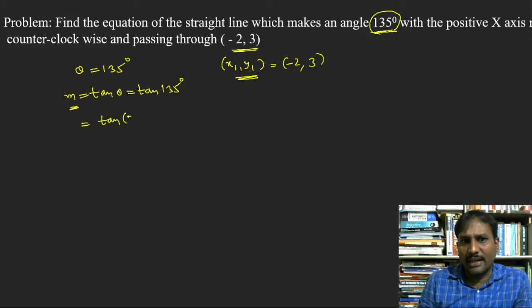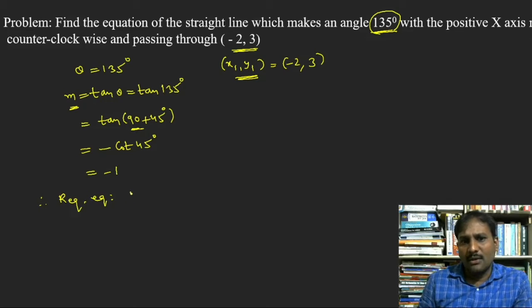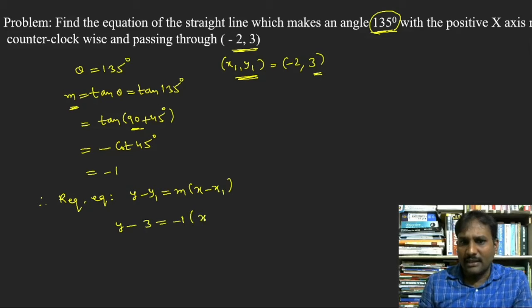Tan 135 you can write as tan of 90 plus 45. So tan of 90 plus theta lies in the second quadrant where tan is negative, and when it is 90, tan will become cot. So cot 45 is 1, giving minus 1. So what is the required equation now? y minus y1 is equal to m into x minus x1. So y minus, what is y1 here? It is 3, m is minus 1 into x minus, x1 is minus 2. So minus of minus 2 will become plus 2. So y minus 3 is equal to minus 1 into x plus 2.